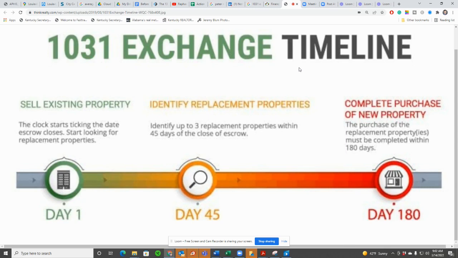So there are situations whereby this strategy could be effective for what you're trying to do, depending on what your goals are. And then finally, the third way of identifying properties is the 200% rule.